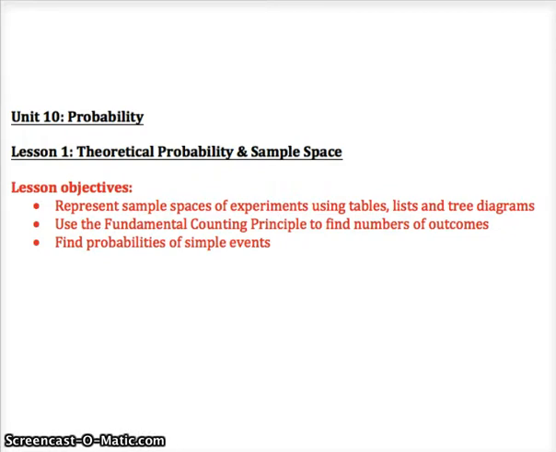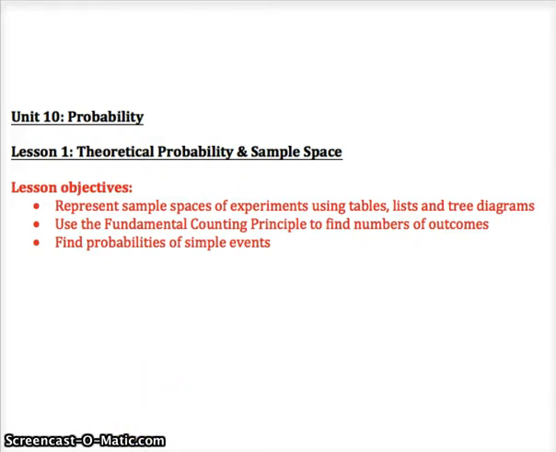Okay, so this one is probability. It's ours. It's the last one of the year, and it's maybe quite possibly the most fun unit of the year. Okay, so what is probability? We're going to talk about today what theoretical probability is in general and how to make a sample space. This is most closely related to section 13.1 in the book.